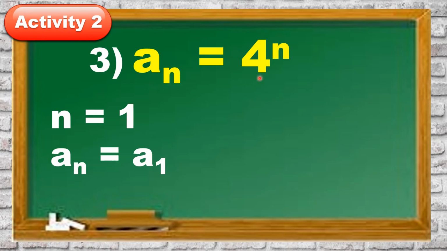The given equation is a sub n equals 4 raised to n. So if we get the a sub 1, the value of n is 1. So we have a sub 1 equals 4. 4 naman ang constant dito, meaning hindi natin babaguhin. Ang babaguhin lang natin ay yung value ng n. At ang value ng n dito ay 1. Therefore, the first term is 4 raised to 1, which is equal to 4.